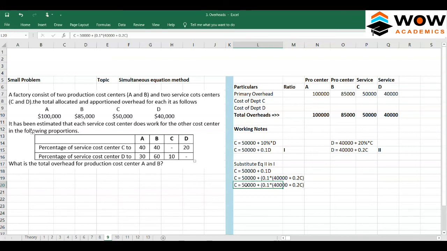C equals 50,000 plus 0.1 into 40,000, because the 0.1 is for both these numbers, so this will automatically become 4,000. 0.1 into 0.2 becomes 0.02 of C. If it's multiplied, this bracket will not exist anymore, so this number is gone. You can remove the brackets now so that it's easy and visible for us to solve. The 50,000 plus 4,000 will become 54,000.